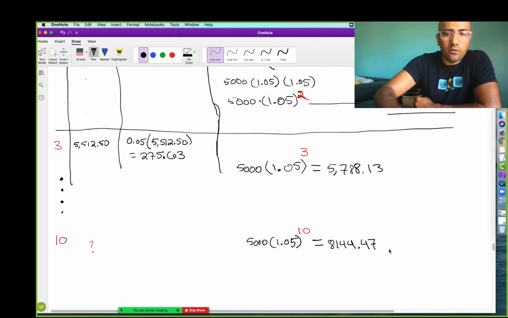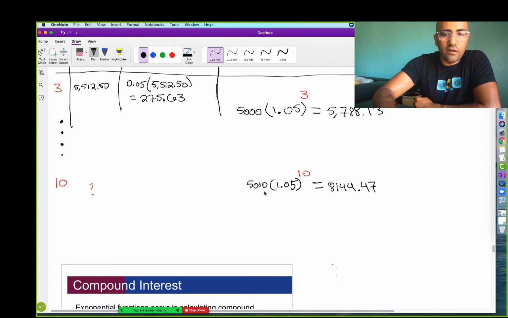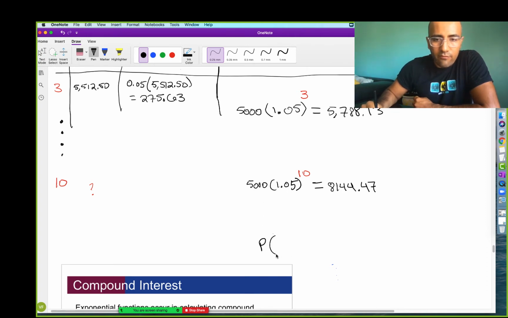Okay, so that's the more generic version of the formula, right? So far we have that if P is the initial principal invested, then we have this formula where we have 1 plus the interest rate, R, given as a decimal, of course, raised to the number of years, T. So this is the general formula for it.